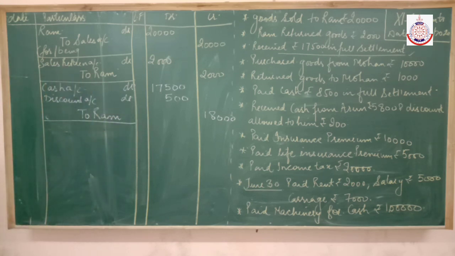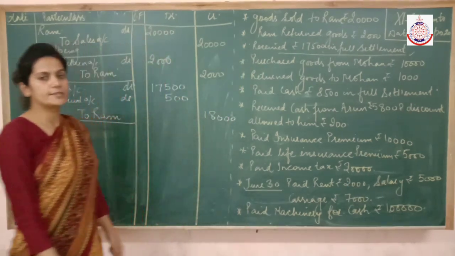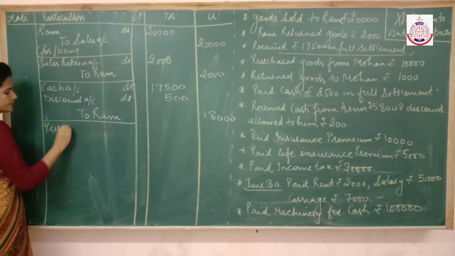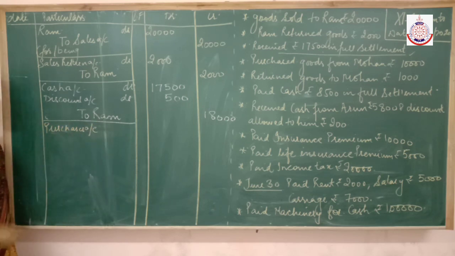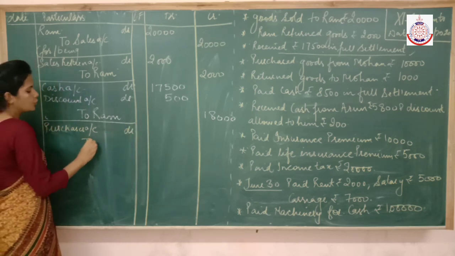Move to the next transaction. Next is purchased goods from Mohan. Now you have purchased goods from Mohan in this case. So the entry is crystal clear. Entry is purchases. As goods are coming into the business, we have to use the word purchases. Purchases account debited to Mohan.